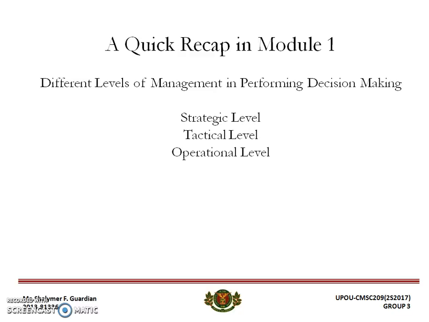In Module 1, we have learned that there are different levels of management in performing decision making. These are strategic level, tactical level, and operational level. We are going to use a software development company in applying the different levels of management as an example.